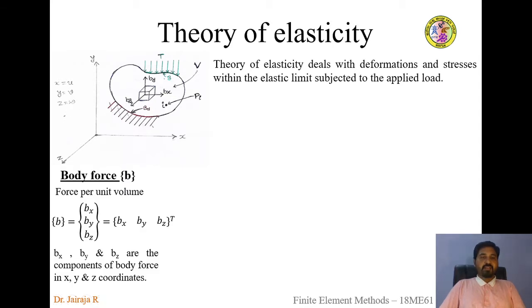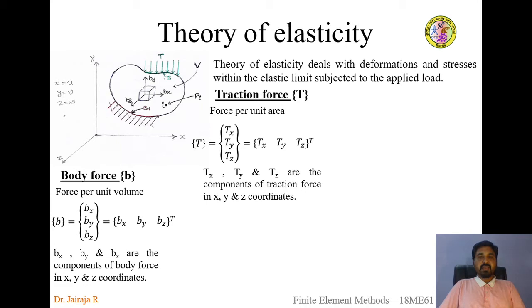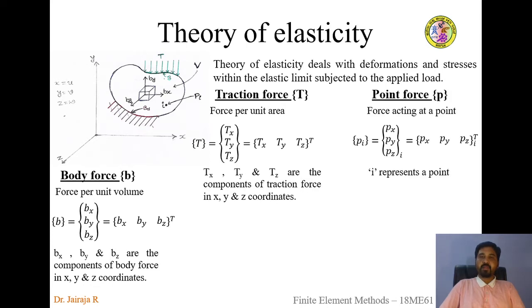Body force is represented by b. Body forces are the force per unit volume. Bx, By, Bz are the components of body force in x, y and z directions. Traction forces are the force per unit area or unit surface. Tx, Ty, Tz are the components of traction forces in x, y and z coordinates. Point forces act at a point; Px, Py, Pz are the point forces acting in x, y and z direction.